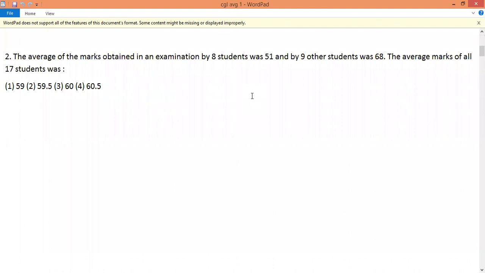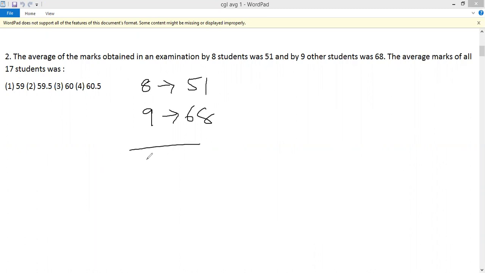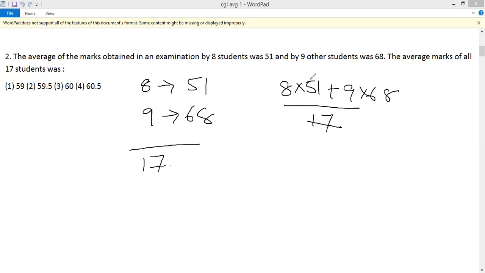Next question. The average of the marks obtained in an examination by 8 students is 51. Next 9 students, average is 68. Total average of 17 students. Now you can find 8 into 51 plus 9 into 68 over 17. 17 threes, 17 fours. 8 threes are 24 plus 36. What? 60. Average is 60. Right.